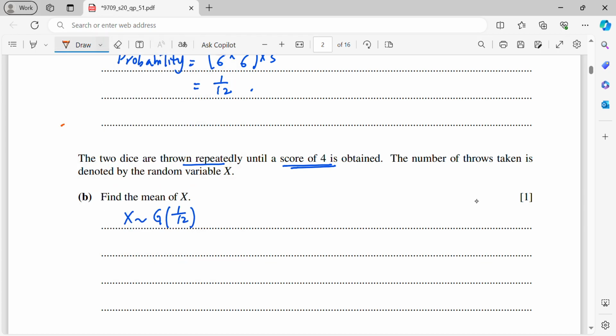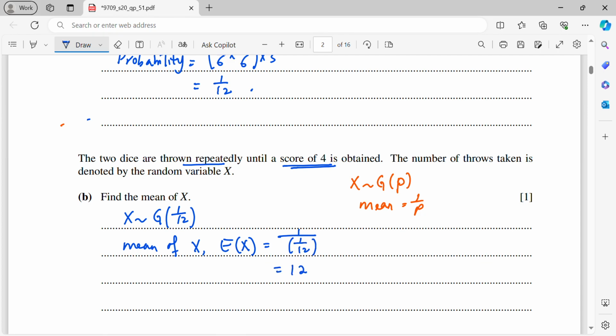For your information, when x is geometrically distributed with probability of p, the mean is 1/p. So from here I will say the mean of x, E(x), is 1 over 1/12. So in this case, it will be 12.